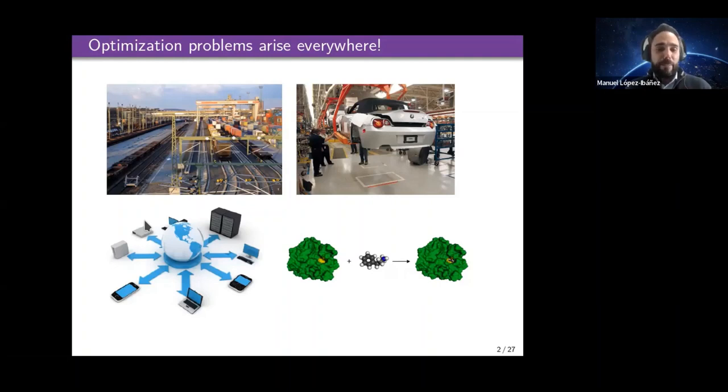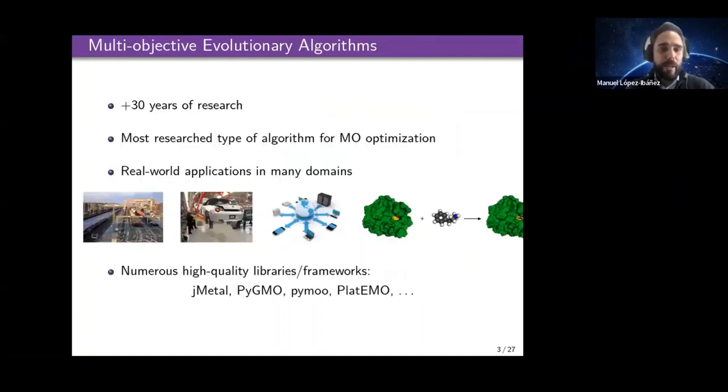And we have many types of algorithms for solving optimization problems. One of these types is multi-objective evolutionary algorithms. There has been research on them for more than 3 decades, and they are probably one of the most researched types of algorithms for problems with multiple objectives, where you want to simultaneously optimize several objectives. They have many applications in real-world domains, and a large number of high-quality libraries and frameworks are available where the algorithms are already implemented. For example, the PlatEMO library implements, I think, more than 100 of such algorithms.